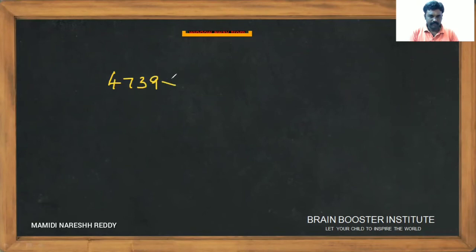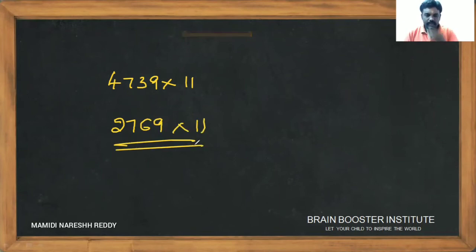4,739 into 11 and 2,769 into 11. In these two examples you can try and give your comments, for example, you can ask doubts. If the sum of two digits, as you are adding the digits in the given number, comes to a two digit number, then just write one digit in the empty space, and carry the tens digit forward to the next digit.